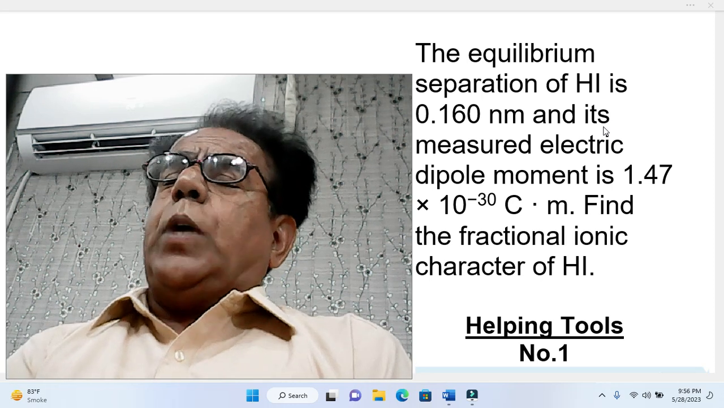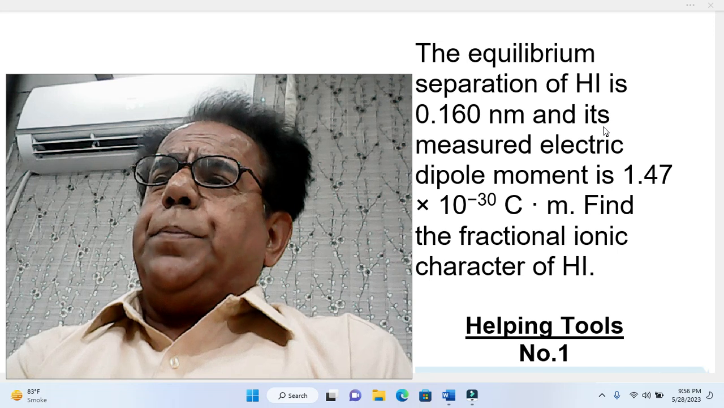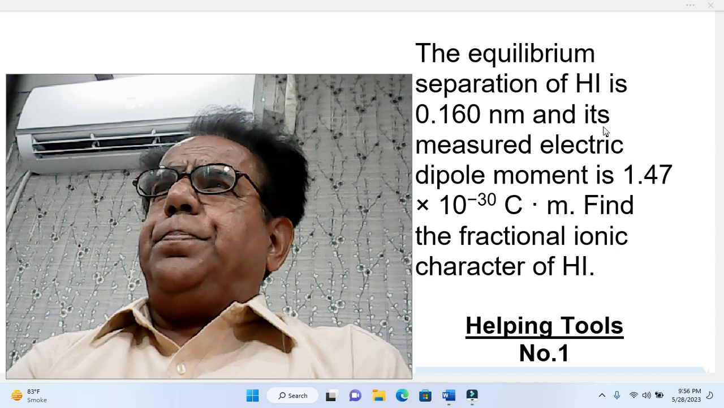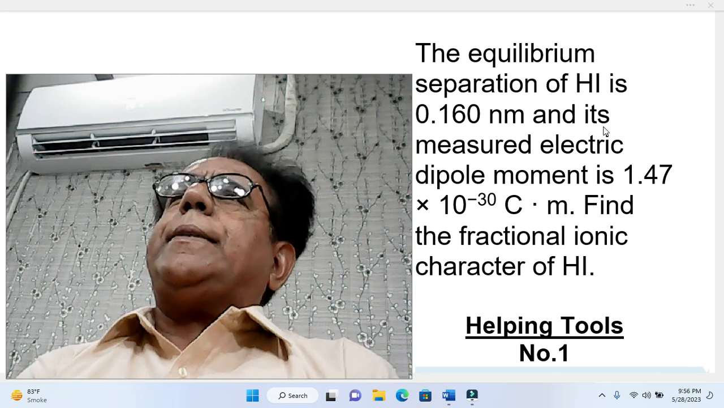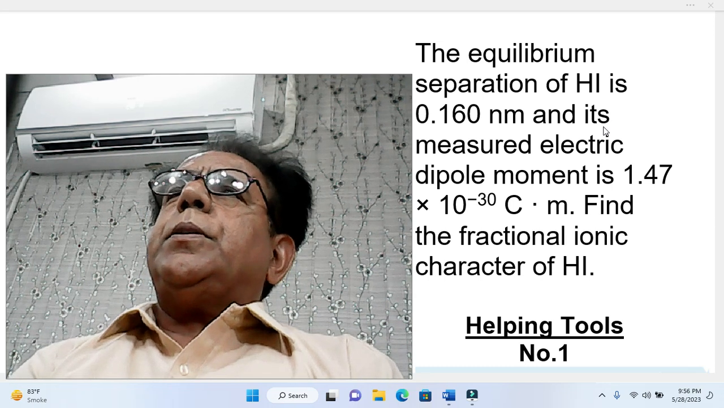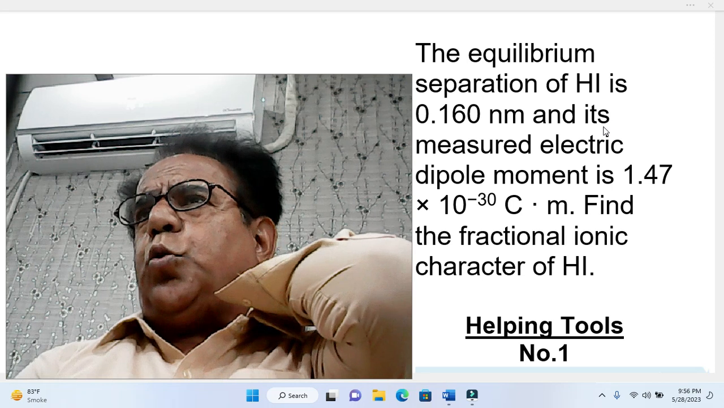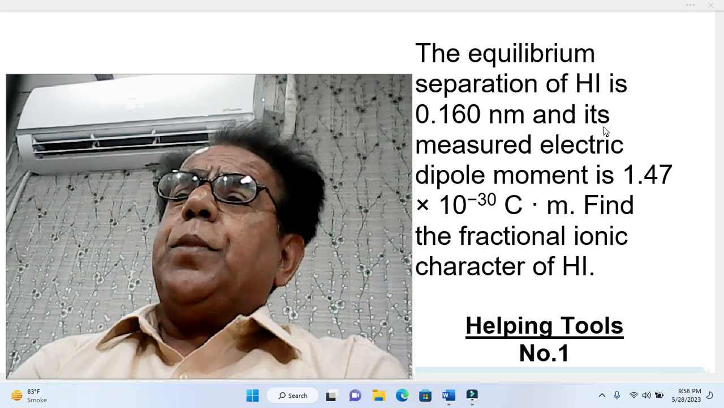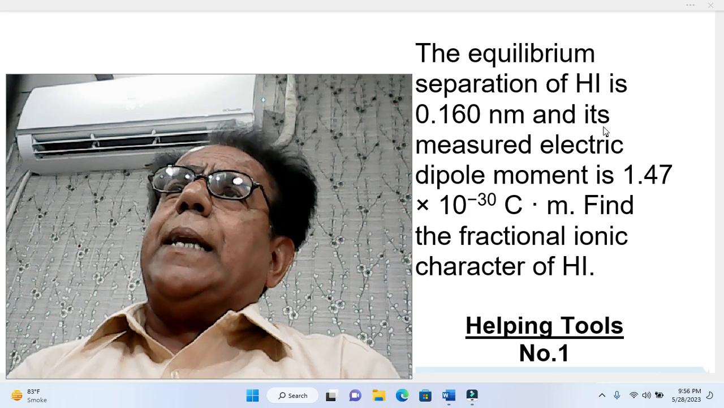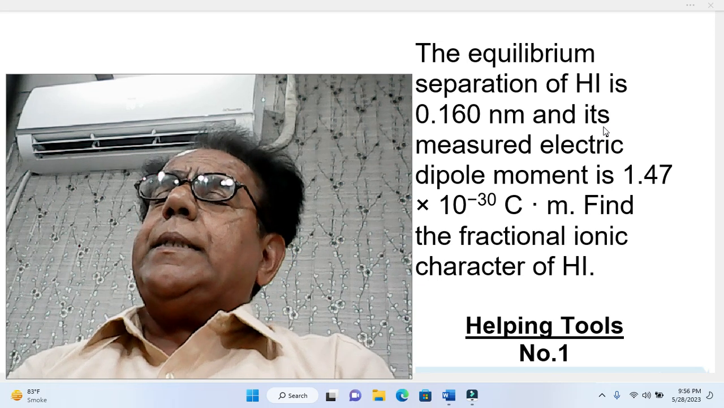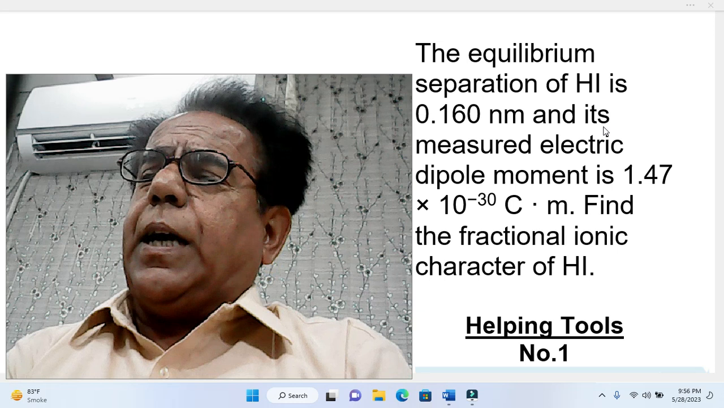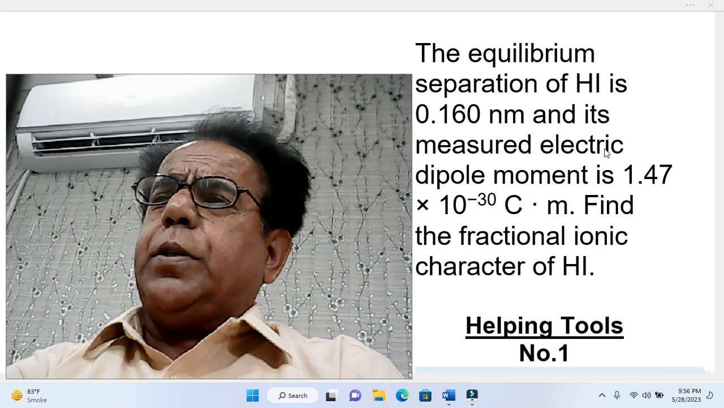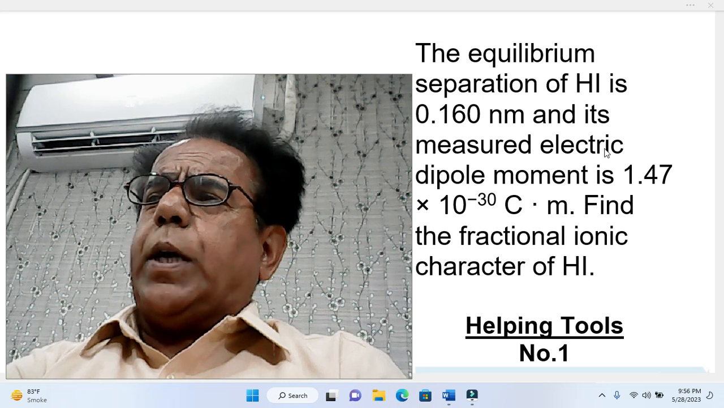This problem is quite similar to our previous problem. I think the previous problem was regarding sodium fluoride, sodium and fluorine, and then sodium fluoride. This problem is about hydrogen iodide. The remaining method of solving the problem is quite similar.